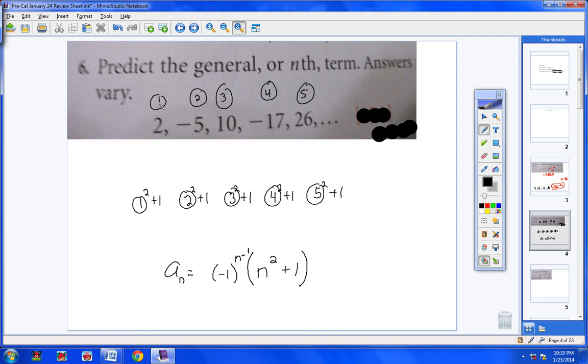Now that'll work. See, this first term is 1. Put a 1 in right here. 1 minus 1 is 0, and -1 to the 0 power is 1, and then 1 times all of this would give you 2 if you put a 1 right here. If you put a 2 in for n for the second term, 2 minus 1 is 1, and -1 to the 1 power is -1. And then 2 times 2 is 4, plus 1 is 5, so 5 times -1 gives you a -5. So we are going to want an n minus 1 right here. And there you go. That's it. We found the nth term.